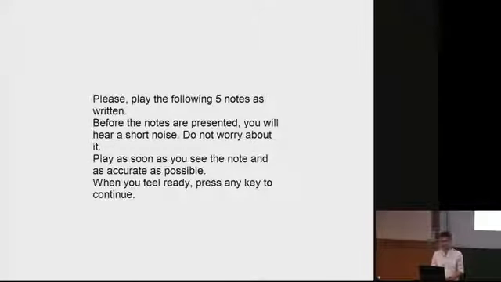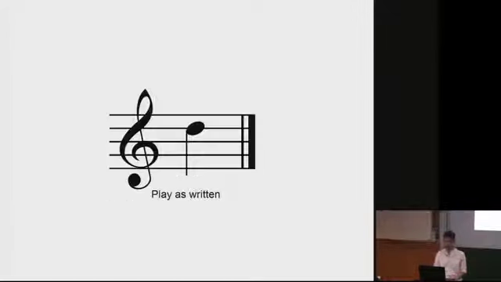Please play the following 5 notes as written. Before the notes are presented, you will hear a short noise. Do not worry about it. Play as soon as you see the note and as accurately as possible. Sorry for the typo. When you feel ready, press any key to continue. At that point, the person will press a key, a white noise will be presented that lasted for 50 milliseconds, and then one note will be presented, and they had to play it as fast as they see it.